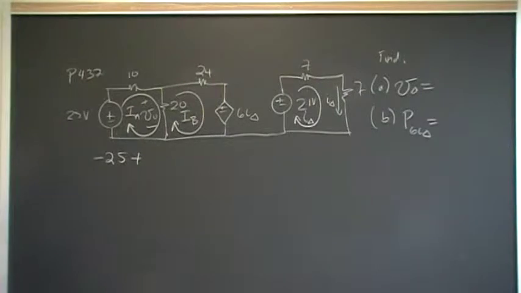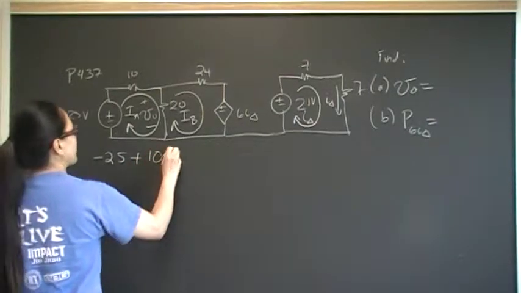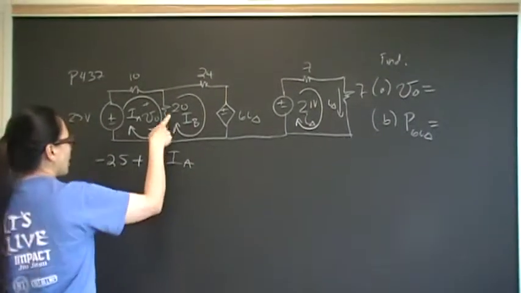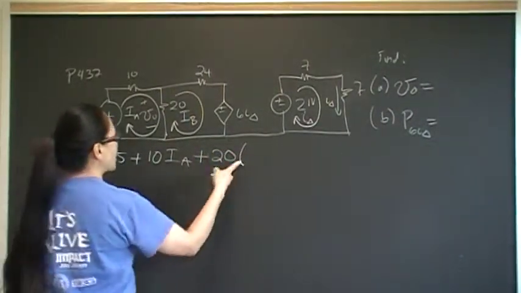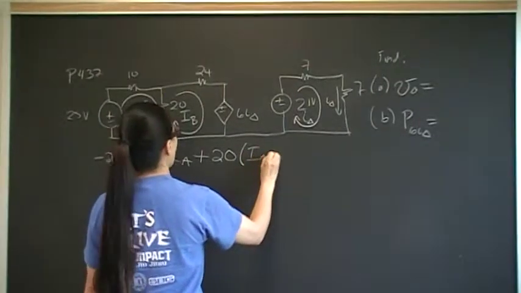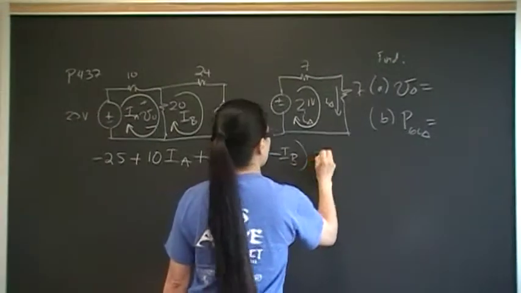Now recall that the mesh method uses KVL, which says the sum of all the voltage drops in a closed mesh will be 0. The voltage drop across a resistor is V equals IR, resistance times current. So this is going to be 10 IA, plus the voltage drop across the 20, which is going to have a net current of IA minus IB. And all that is going to equal 0.